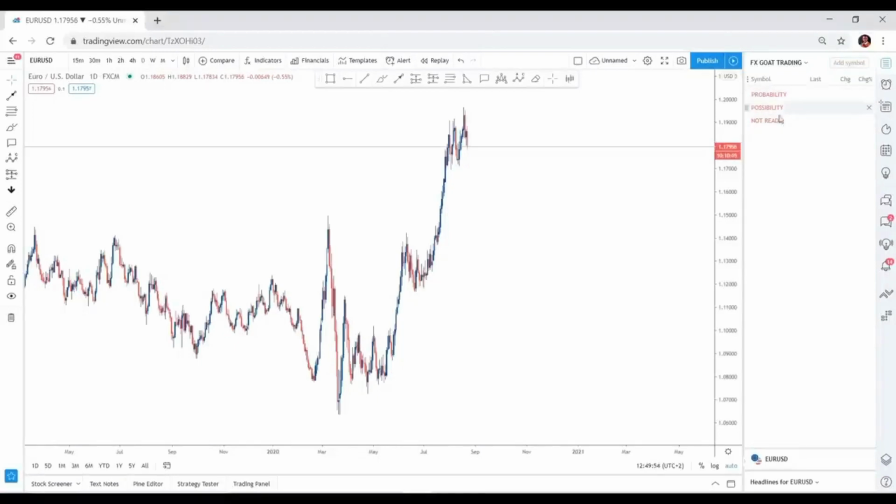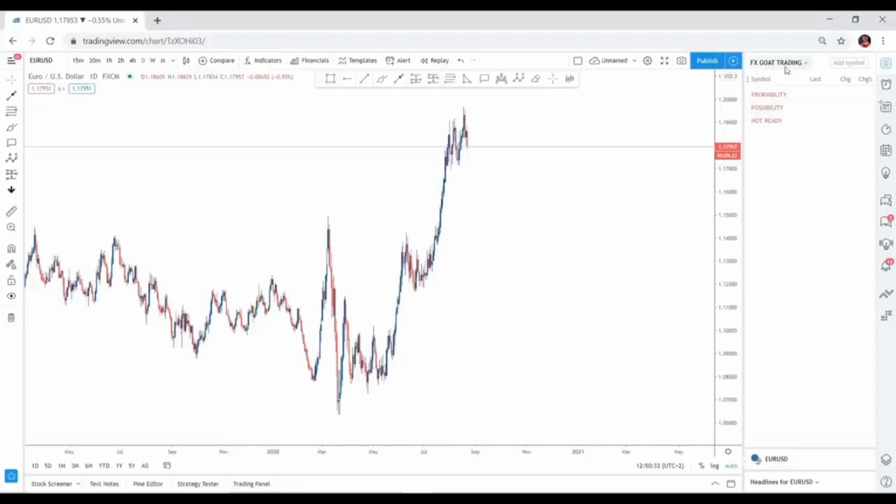So guys, probability will be a list of the pairs that you're looking for that day or that week, that you're going to be looking at in the market. Possibilities are the possible opportunities in case the probabilities don't work out. For instance, if I'm focusing on 3 currency pairs on probabilities and then they don't work out for me, I can also come back to possibilities to utilize the opportunities presented there, right? And then not ready are those pairs that you're looking forward to trade, but they're just not ready for your setup, right? So let's jump deeper into different charts so that it can make sense.